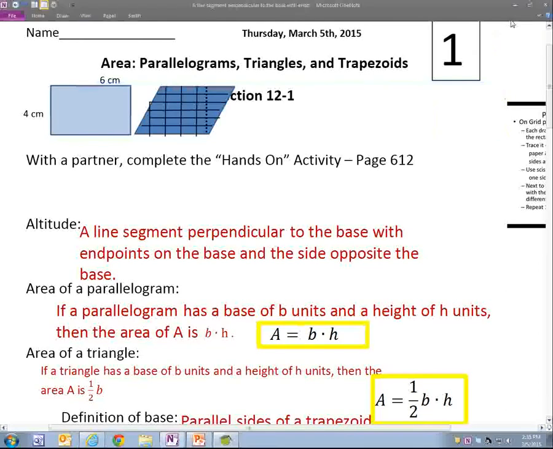Good. So this will be 12-1: parallelograms, triangles, and trapezoids. For those of you tuning at home, I'm going to be putting the instructions for that hands-on activity above this, in the link to the filled-out notes, so you can be sure to be accurate. So we just copied these down.